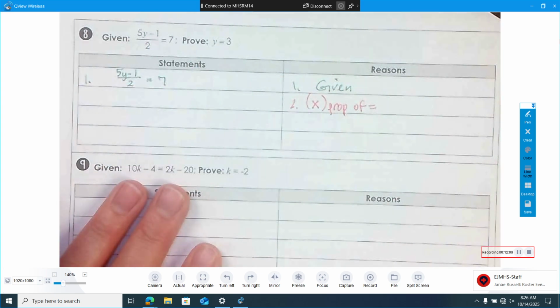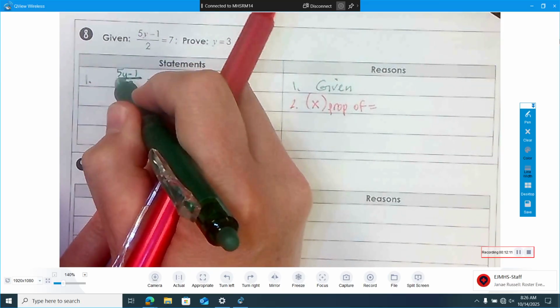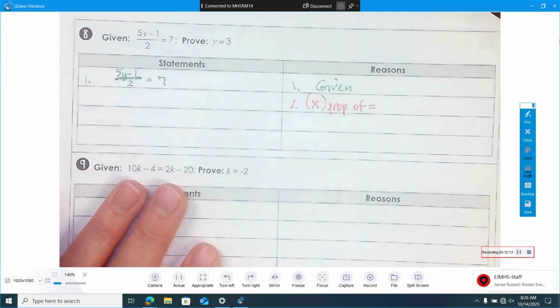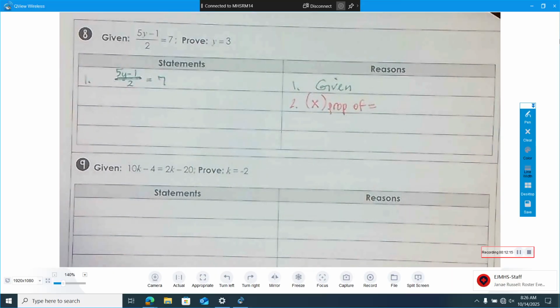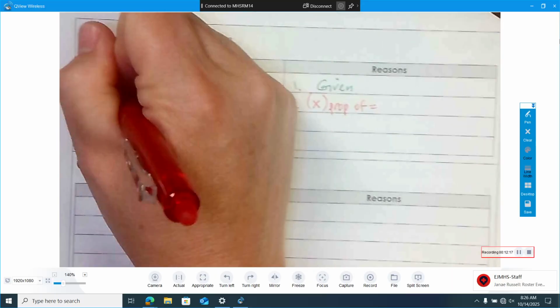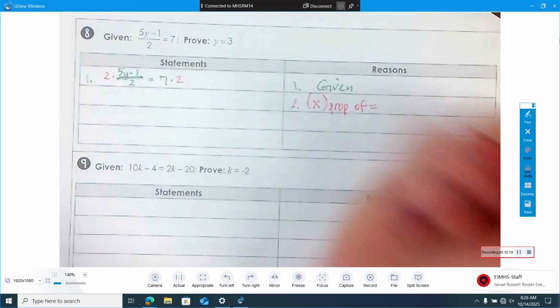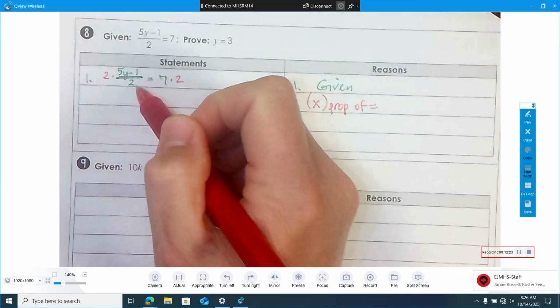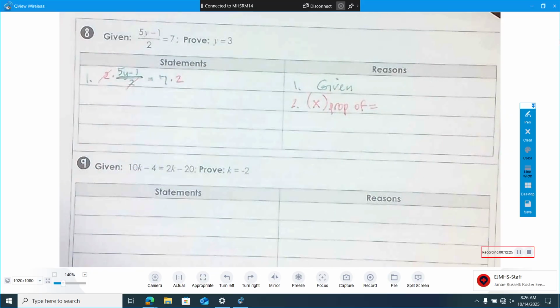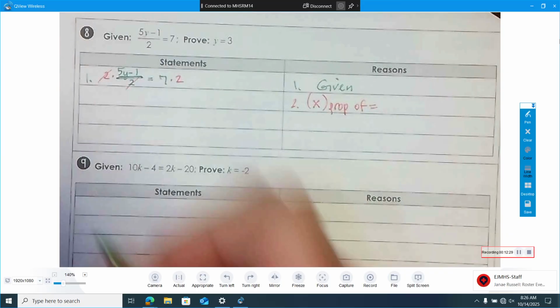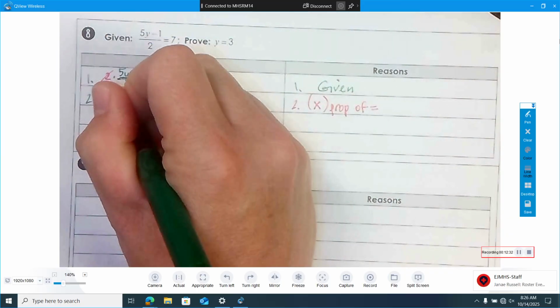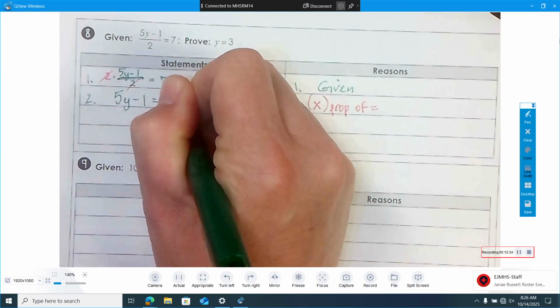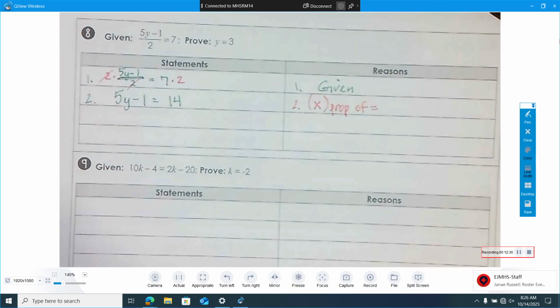Right now, if you read this out loud, it says 5y minus 1 divided by 2, all divided by 2. How do you undo divide by 2? You multiply. You would multiply both sides, again, as long as you do it to both sides, times 2. Multiply by 2 and divide by 2 undo one another, all right? They are inverse operations. And then the result is we have 5y minus 1 is equal to 14. And so that was perfect.